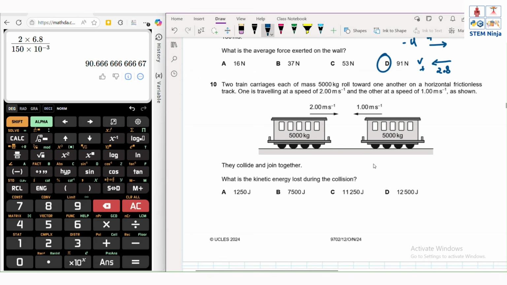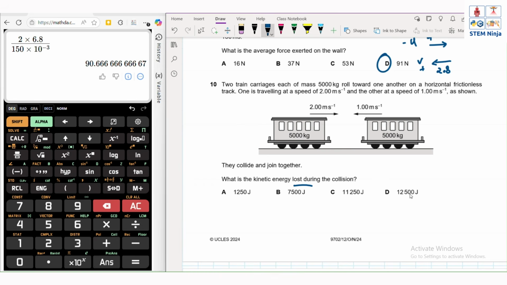Two train carriages, each of mass 5,000 kg, roll toward one another on a horizontal frictionless track. One is traveling at a speed of 2 meters per second, the other at a speed of 1 meter per second. They collide and join together. What is the kinetic energy lost during the collision?